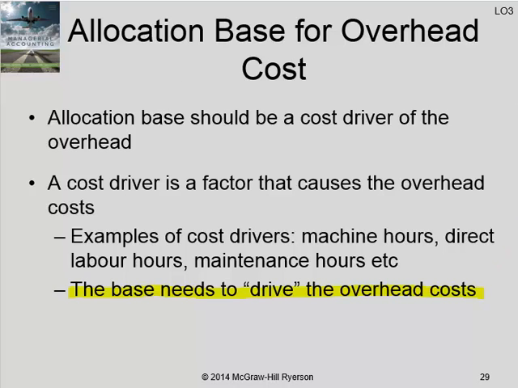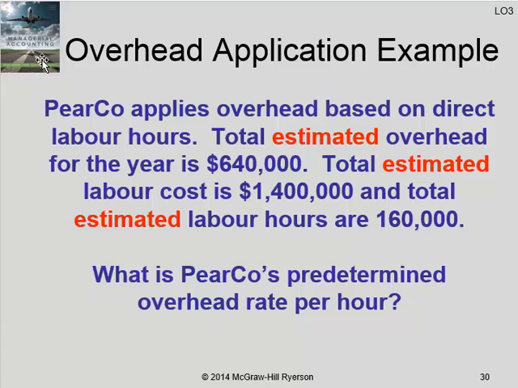Okay, so looking at an example here, we've got Pear Company. They apply overhead based on direct labor hours. Total estimated overhead is $640,000. Estimated labor for the year is $1,400,000. And estimated labor hours are 160,000, right? So the predetermined rate is going to be estimated cost divided by estimated units of the allocation base.